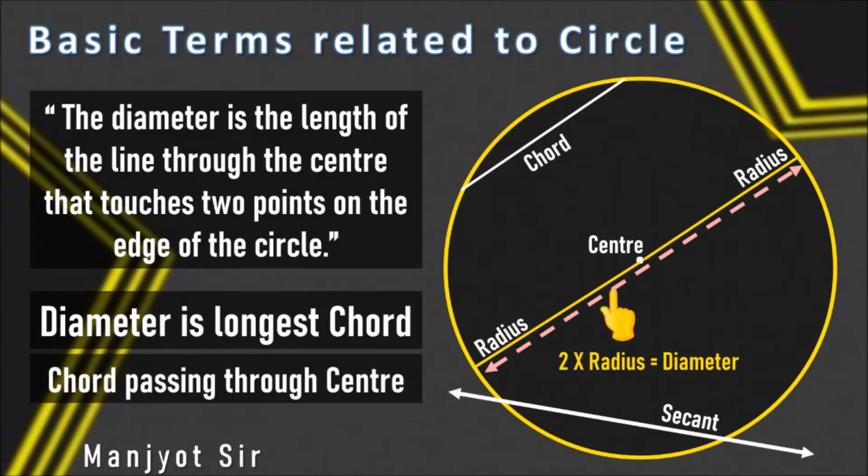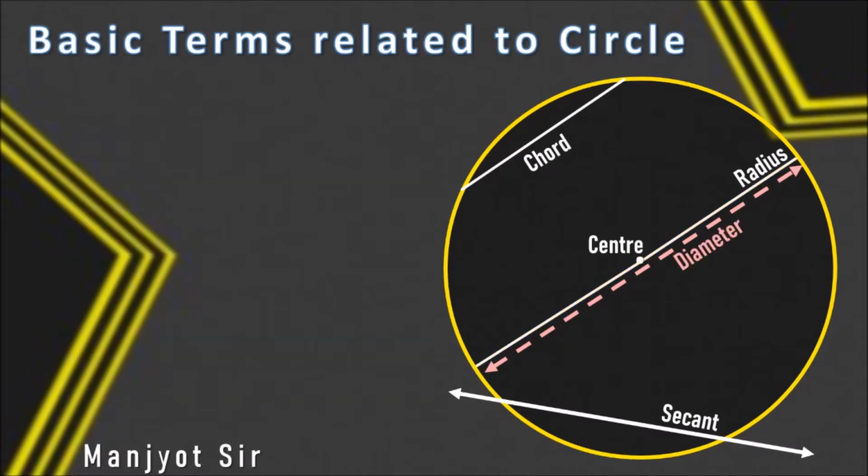This is the longest chord that passes through the center, called the diameter. So a chord which passes through the center is called a diameter. Or you can remember 2 times radius is diameter. Or you can say the segment which passes through the center and touches the edges of the circle is called diameter. So remember, this is very important. Diameter is nothing but 2 times radius. I hope everyone is clear with diameter.